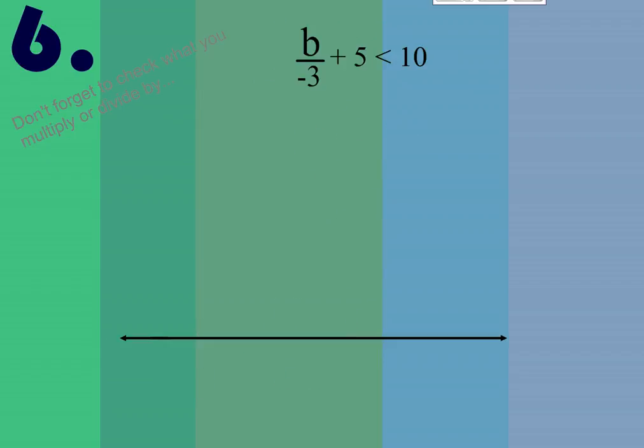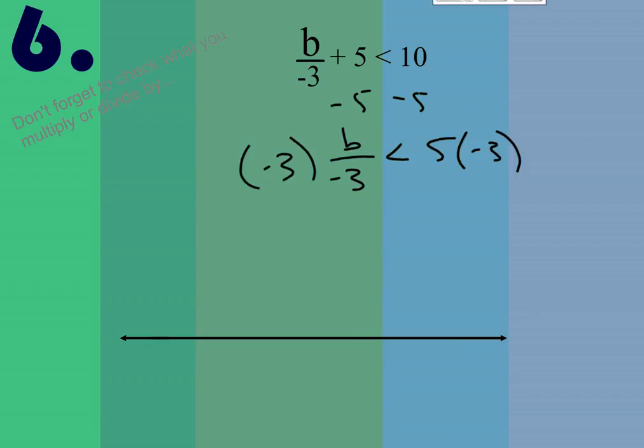So likewise here, subtract 5, subtract 5. B over negative 3 is less than 5. So now when I multiply, this cancels out. That's B. I'm multiplying by a negative number. That means I've got to switch the direction of the sign. This has got to switch because this is negative.